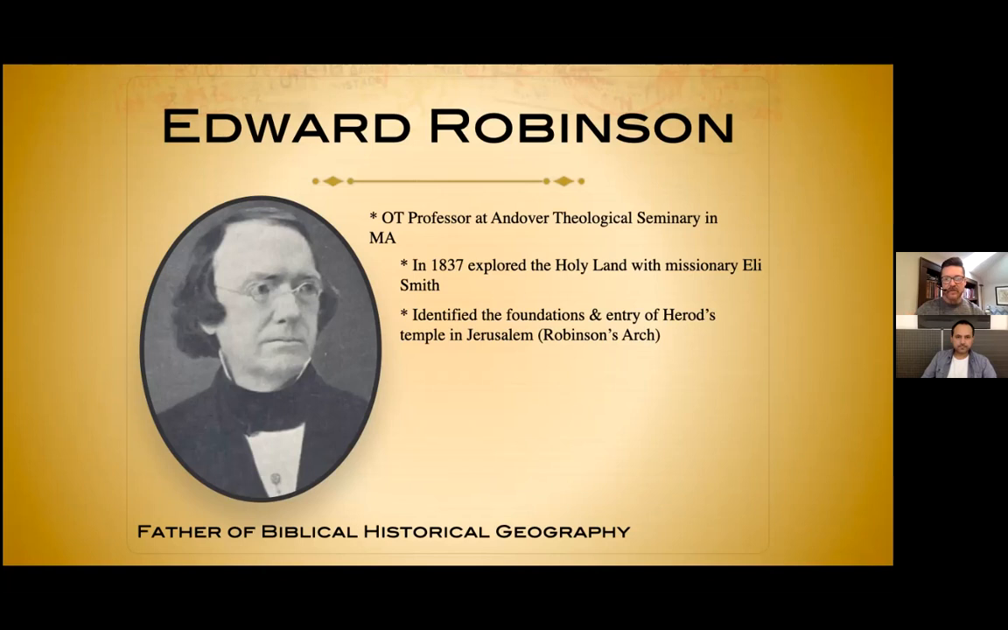And the remains of that can still be seen, or the remains of the arch that is called Robinson's Arch.